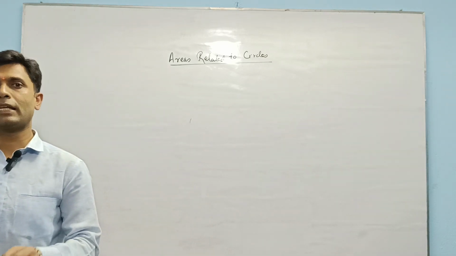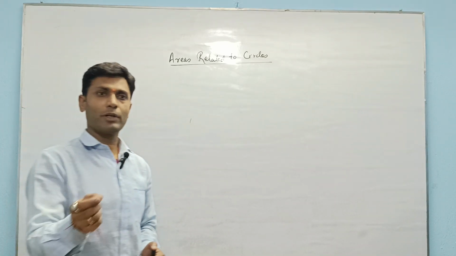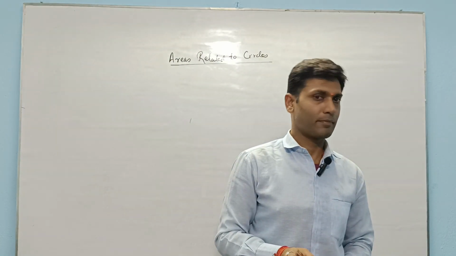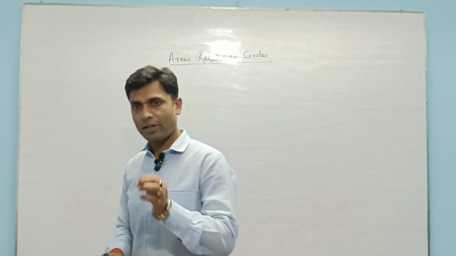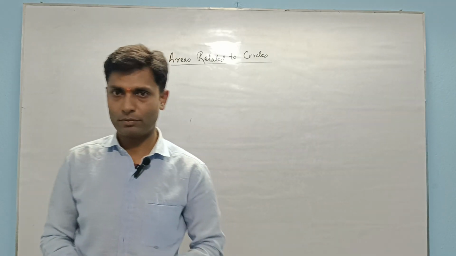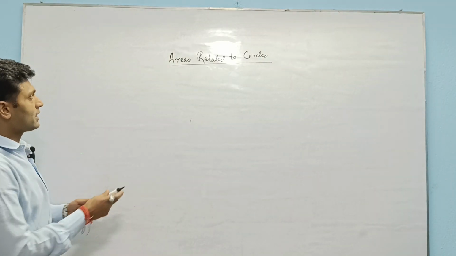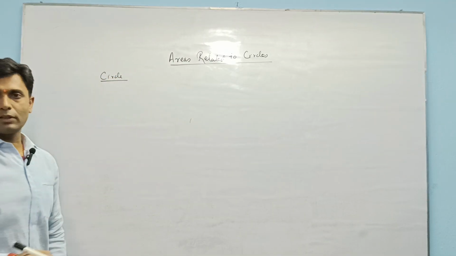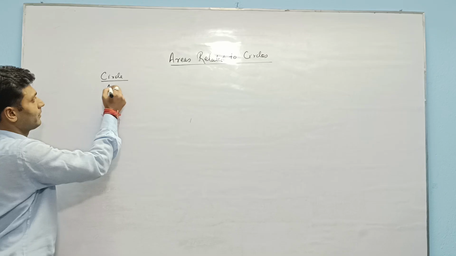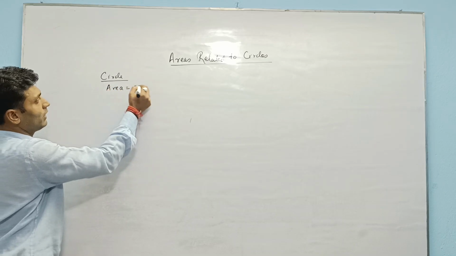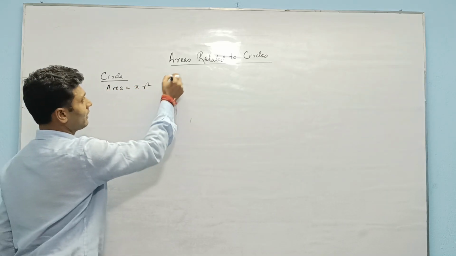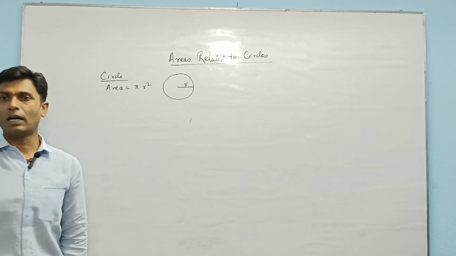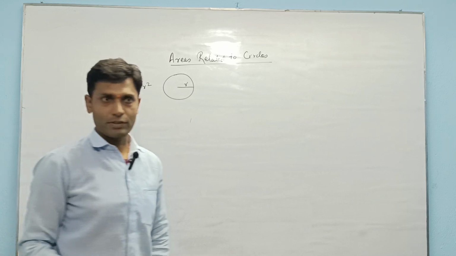So first of all, I'll give you the formulas required in this chapter. Clear? Some are very basic, some may be new to you. So first of all, we need to understand for circle, what is the area? Area is equal to pi r square, where r is the radius of the circle.